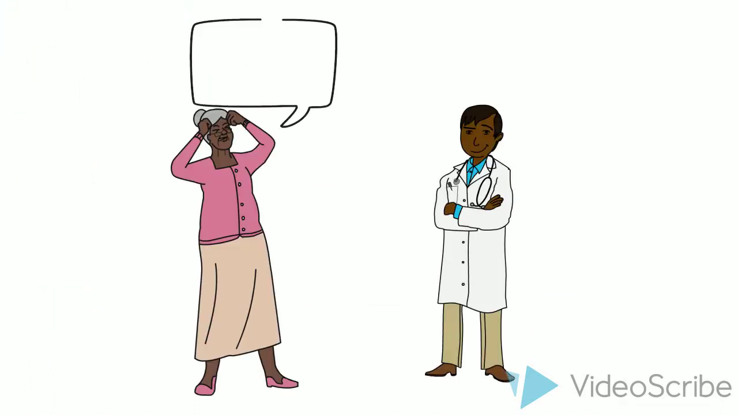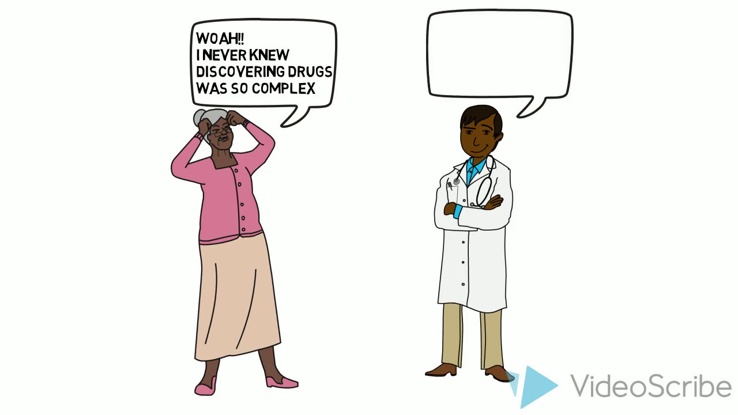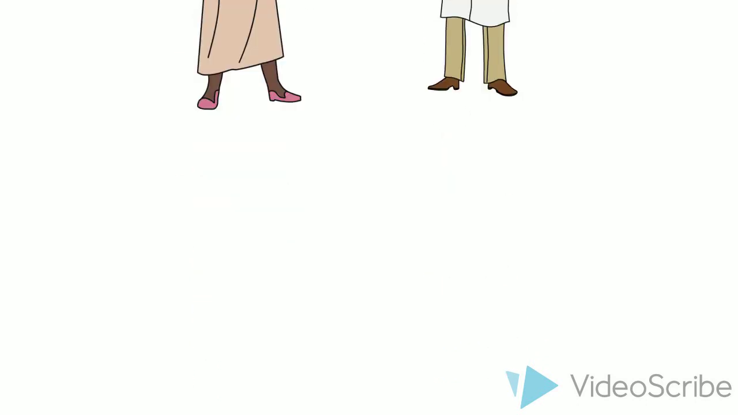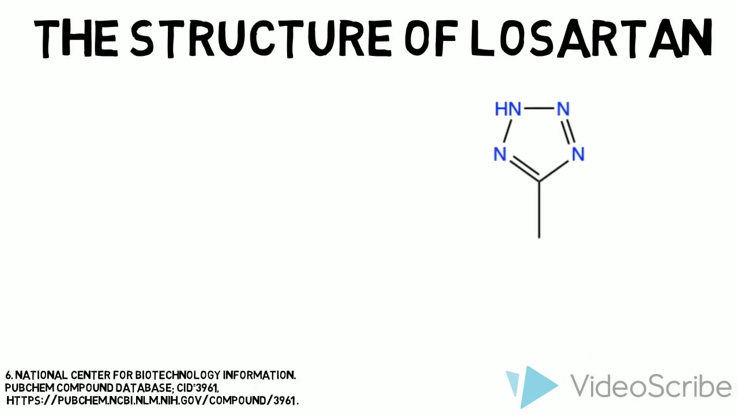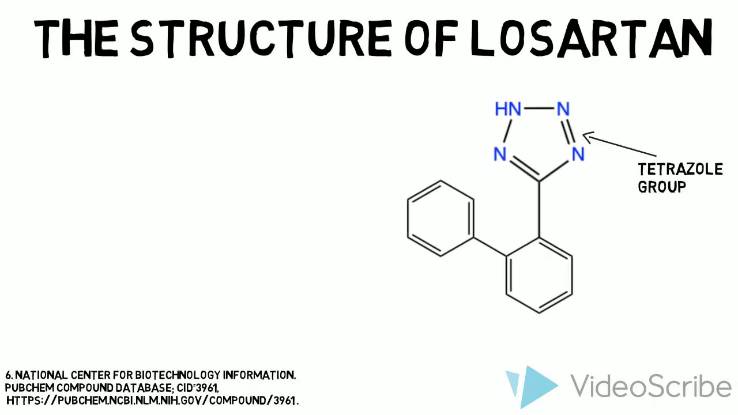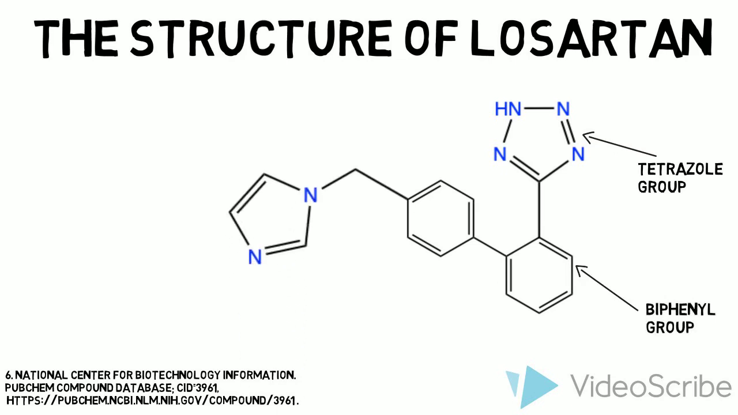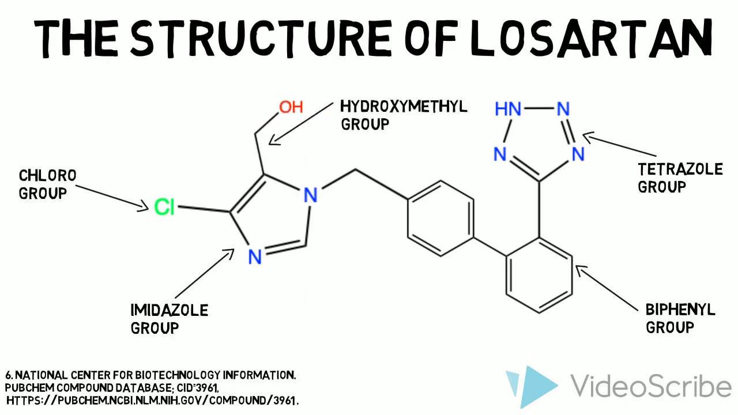Whoa! I never knew drug discovery was so complex. Let's delve deeper and look at the structure of Losartan. Losartan is comprised of a tetrazole group, a biphenyl group, an imidazole, a chloro group, a hydroxymethyl group, and an alkyl side chain.